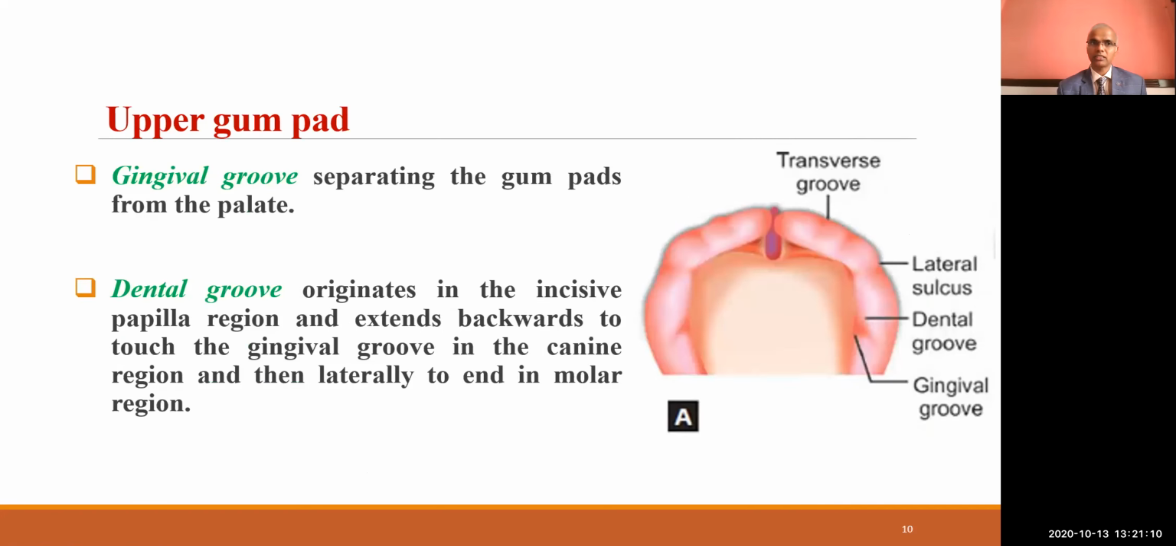Then the upper gum pad. The gingival groove separates the gum pad from the palate, and the dental groove originates from the incisive papilla region and extends backward to touch the gingival groove in the canine region and then laterally to end in the molar region. Because after the second deciduous molars there are no primary teeth, there is no dental groove, because the dental groove separates the labial and lingual portions which contain the tooth buds of deciduous and permanent dentition respectively.